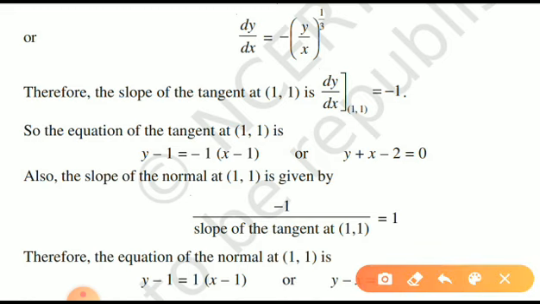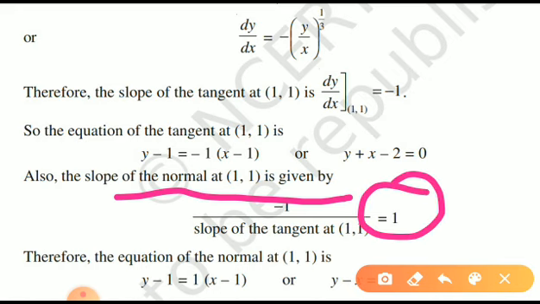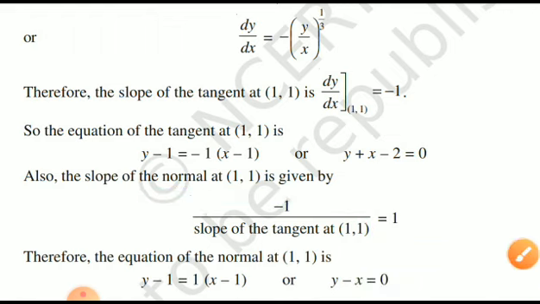Similarly, the slope of the normal at the point will be what? It will be minus of 1 by the slope of the tangent at point (1, 1). So I get that the slope of the normal will be equal to 1. If I have the slope of the normal, I can find the equation of the normal. So it will be y minus 1 equal to 1 into x minus 1. That is the same as y minus x equal to 0. So that will be the equation of the normal. Okay.